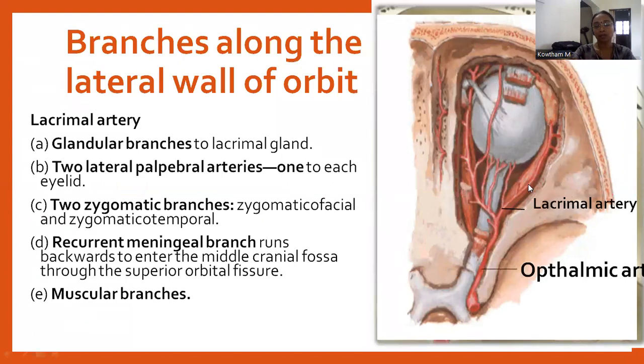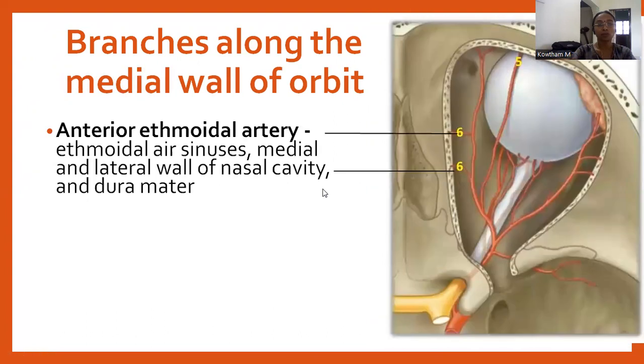So the branch along the lateral wall of the orbit is the lacrimal artery. It gives glandular branches to the lacrimal gland, lateral palpebral arteries to the eyelid, zygomatic branches, a recurrent meningeal branch, and it also gives muscular branches. The muscle present here is the lateral rectus muscle. Next we are going to see the branches along the medial wall of the orbit.